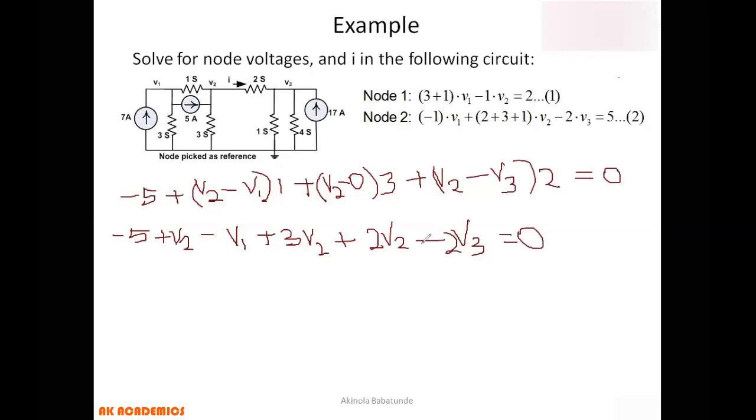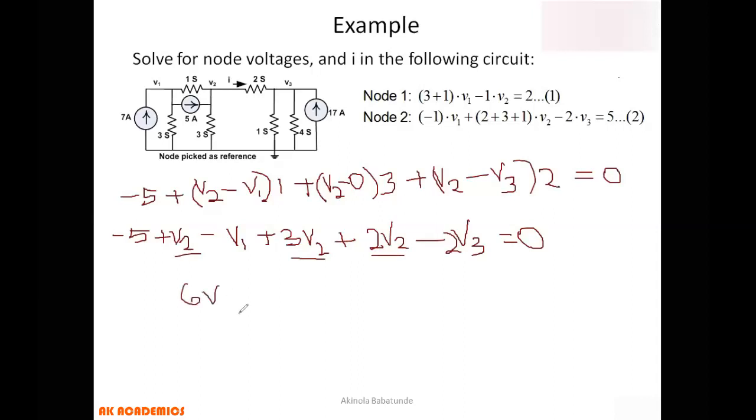This is just mathematics though, so I don't need to bother myself. This is just addition and subtraction and expanding brackets and all of those. So you should all understand that. So if we continue, you have V2 plus 3V2 plus 2V2. What would that give us?